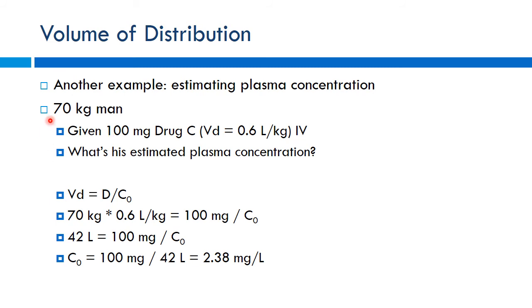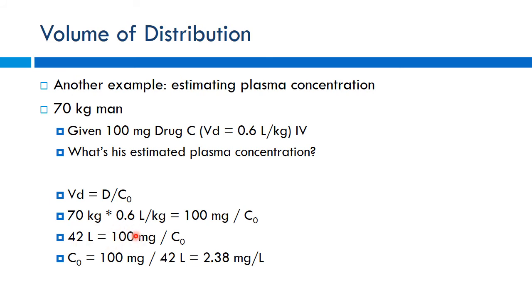Okay, so say for instance we had a 70-kilo man, and we gave him 100 milligrams of this drug that has a volume of distribution of 0.6 liters per kilo. Is this a high or low volume of distribution? Yeah, it's considered to be low, so a lot of it likes to stay within the bloodstream. So what would his estimated plasma concentration be? Doing the simple math, 70 kilograms times 0.6 liters per kilo tells me this particular patient's volume of distribution. The kilograms cancel out, and you have 42 liters as the answer there. I know that I gave 100 milligrams.